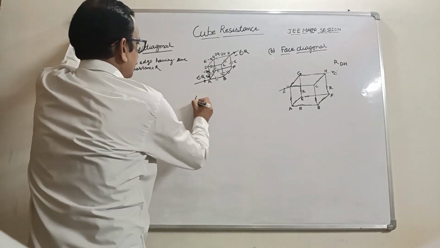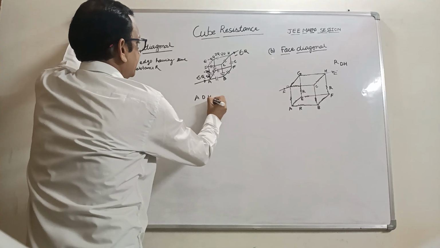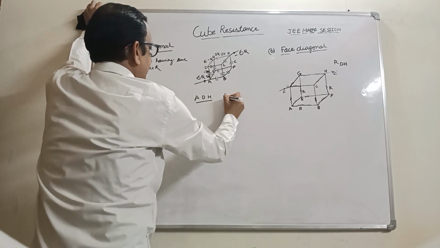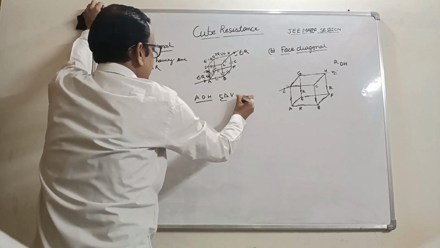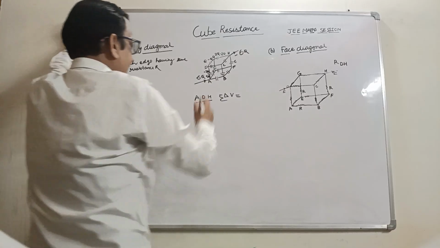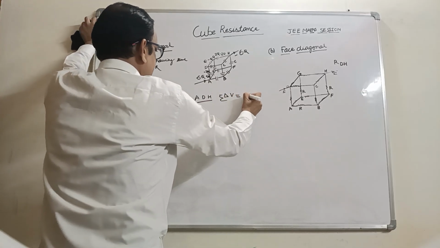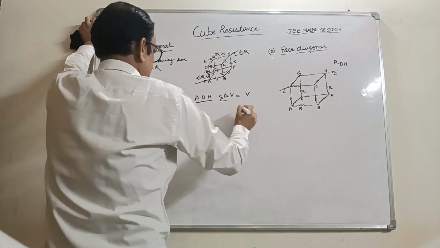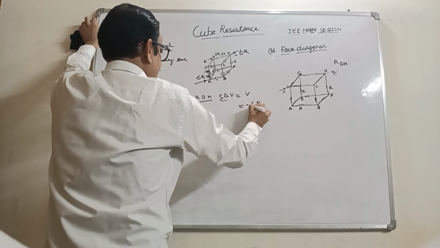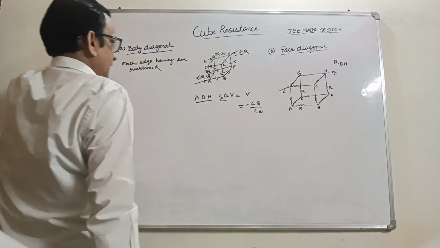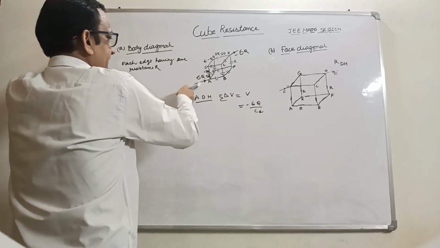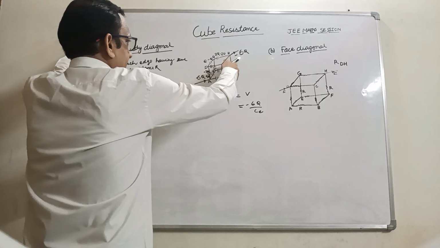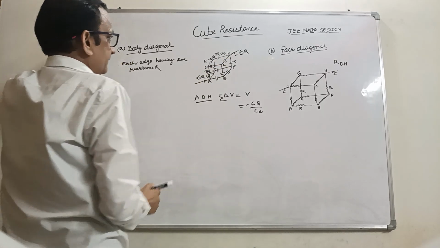So we choose the route A, B, H. In this path we apply the voltage: the summation of voltage, the total voltage V, is equal to 6Q upon C equivalent. Let me suppose the initial condition when the charge 6Q flows into the circuit, and this is the charge leaving the circuit.